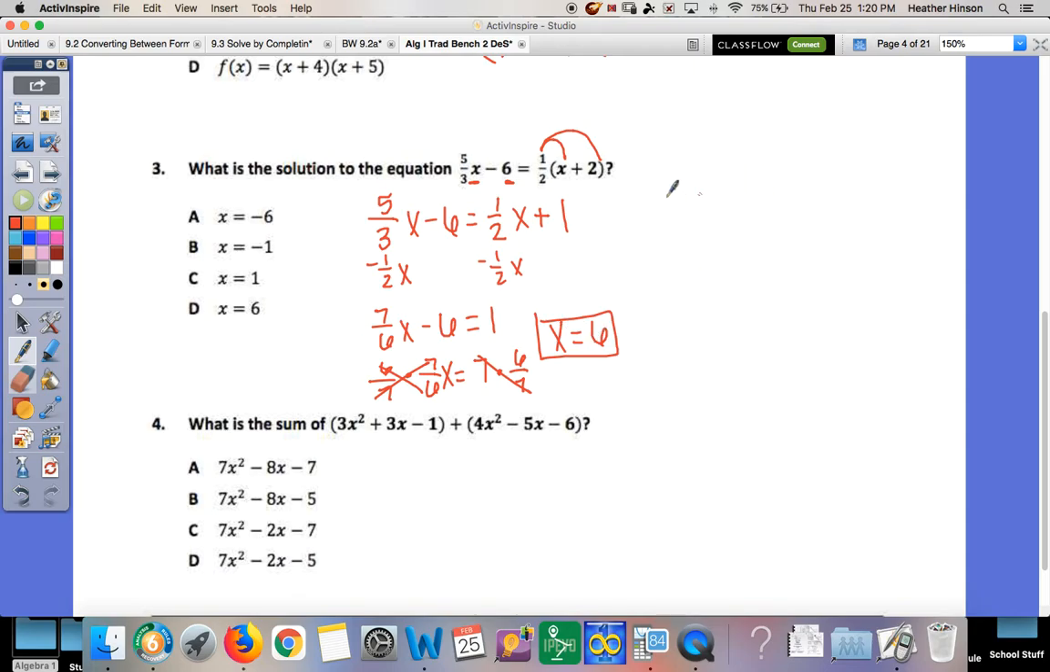The other option you have here for this step is you could cancel out those fractions by doing a least common multiple. Y'all should have learned this in middle school. They might not have called it least common multiple, but basically just take the denominator of your fractions, see what those multiply up to, which is 6, and multiply 6 out.